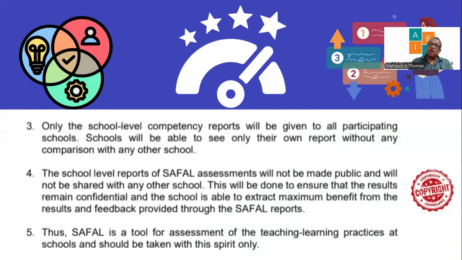Now, what our school is going to get is the school level competency report. They will be able to see your own school. You cannot see your neighboring school's report, right? You will be able to see where you perform well and where you are lacking. That will be there, and it will not be made public. It's a private thing. Only your school principal and the authorized personnel will be able to see that result. It will not be on any website or printed anywhere.